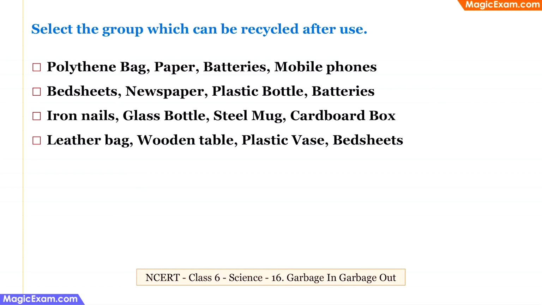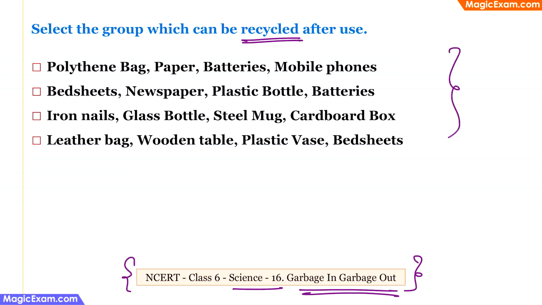Select the group which can be recycled after use. Now this question is based on Class 6 Science, Chapter 16, Garbage In, Garbage Out. But even after reading this chapter, we'll have a little bit of confusion around this question because all of the options cannot be recycled. Now, if you look at the first one, it says polythene bag, paper, batteries and mobile phones. At first look, it looks like all of them can be recycled. However, while mobile phones, batteries and papers can be recycled, not all polythene bags can be recycled. Very thin polythene bags are discarded because they are not economically viable for recycling. Therefore, this makes it an incorrect statement.